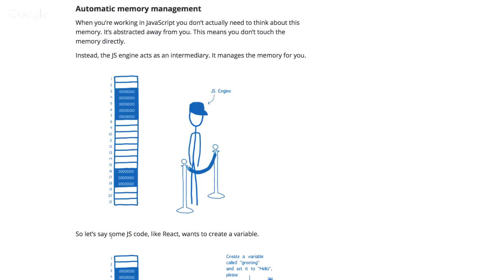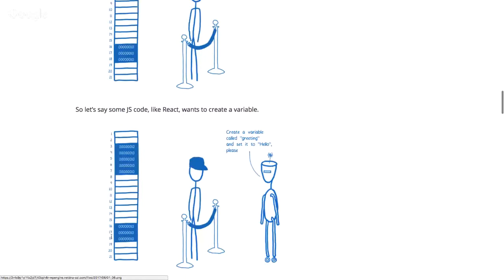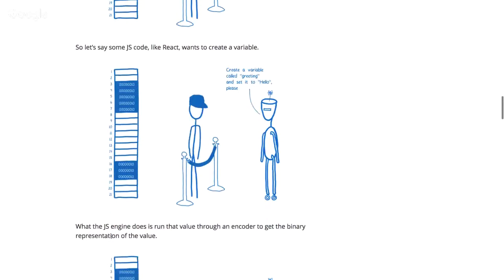So let's say some JS code like React wants to create a variable. They're giving an example of JavaScript code that wants to create a variable. The rightmost stickman with a React head wants to create a variable called greeting and set it to hello. This is interpreted by the JavaScript engine. I think the gatekeeper here, the person with the cap, is the JavaScript engine, and that will interpret this and store it in memory.